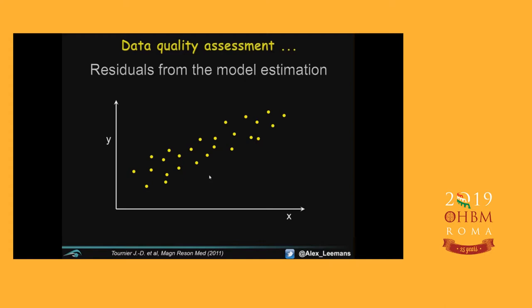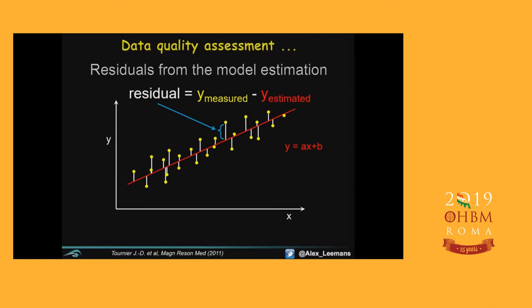Now let's assume we've got a model, and our model that tries to capture this relationship is a line, right? The simplest of models. We've got something that basically provides an estimate given some X. The coefficients A and B, the slope and the offset, are our unknowns. So our model is characterized by two unknowns. The residual is basically these little white lines, meaning I'm looking at the difference between what I measured, the yellow dots, and what my model, the red line, predicts. So that's a residual.